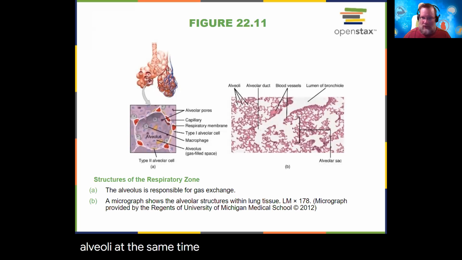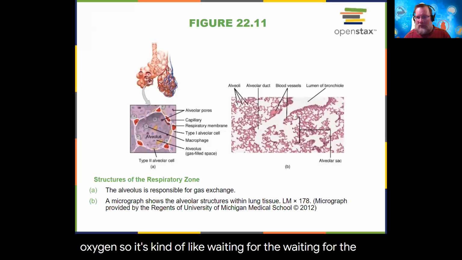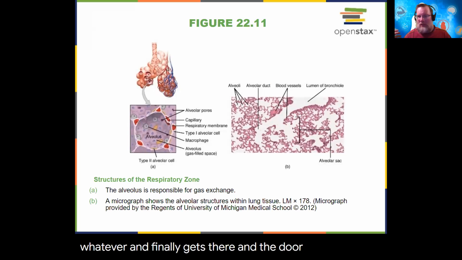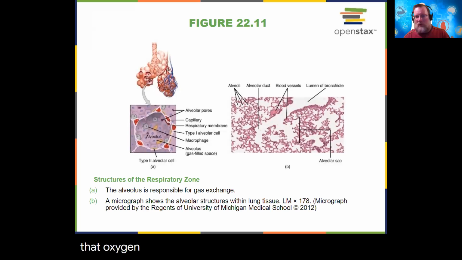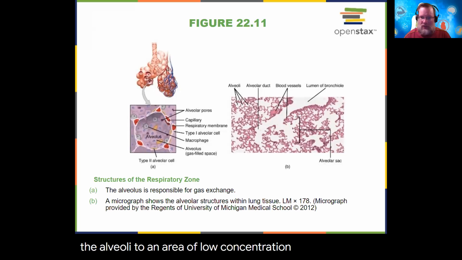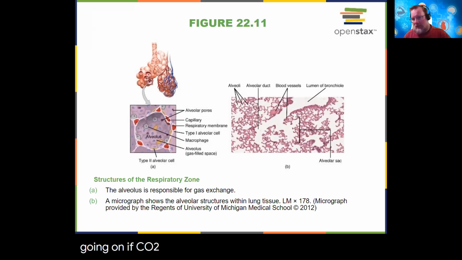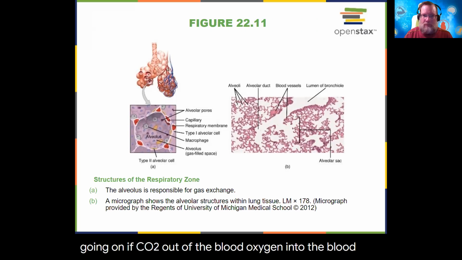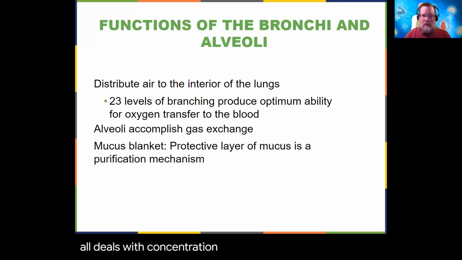At the same time, the blood that's coming to the lungs has little to no oxygen. The alveoli or that air sac's full of oxygen, so it's kind of like waiting for the bus or waiting for the train or waiting at the monorail or whatever, and finally gets there and the doors open, and all that oxygen can go from an area of high concentration in the alveoli to an area of low concentration in the bloodstream. So you've got this kind of cross exchange going on of CO2 out of the blood, oxygen into the blood. It all deals with concentration gradient.